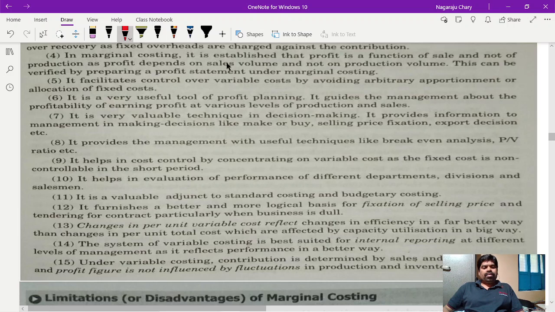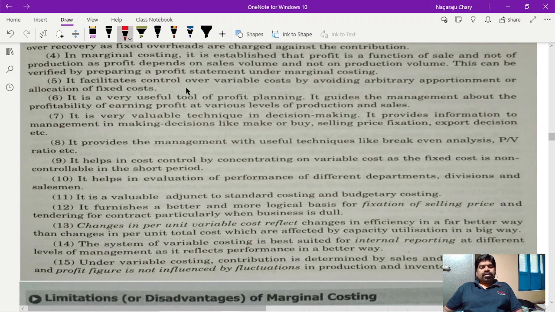In marginal costing, it is established that profit is a function of sales and not of production, as profit depends on sales value and not on production value. This can be verified by preparing a profit statement under marginal costing. Here we see this is not a production value, this is a sales value. So depending upon the sales value, profit can be established and known.